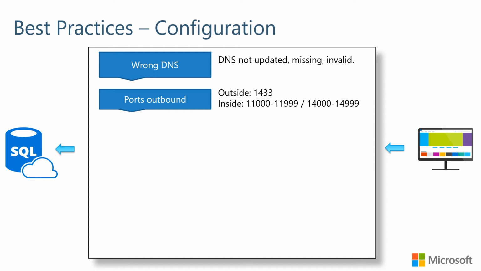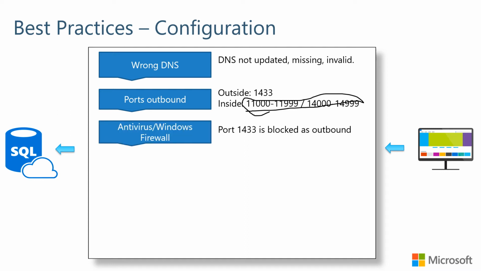Regarding the outbound ports, it's very important to know that when you're running outside of Azure, you need to have 1433 open outbound. And when you are running inside of Azure, when you have the redirection process, the outbound ports will be the numbers that you have here. It's very important to review the antivirus and Windows firewall to make sure that port 1433 is not blocked outbound.